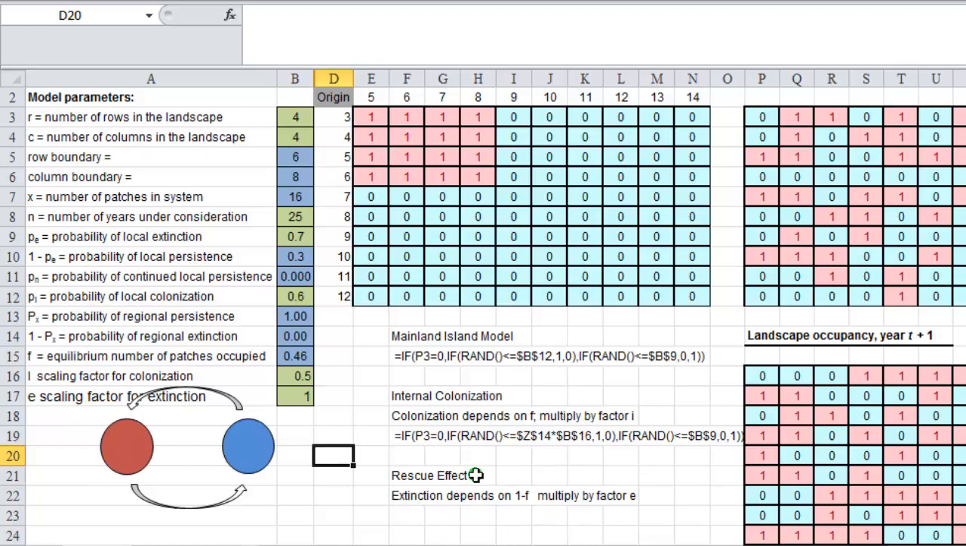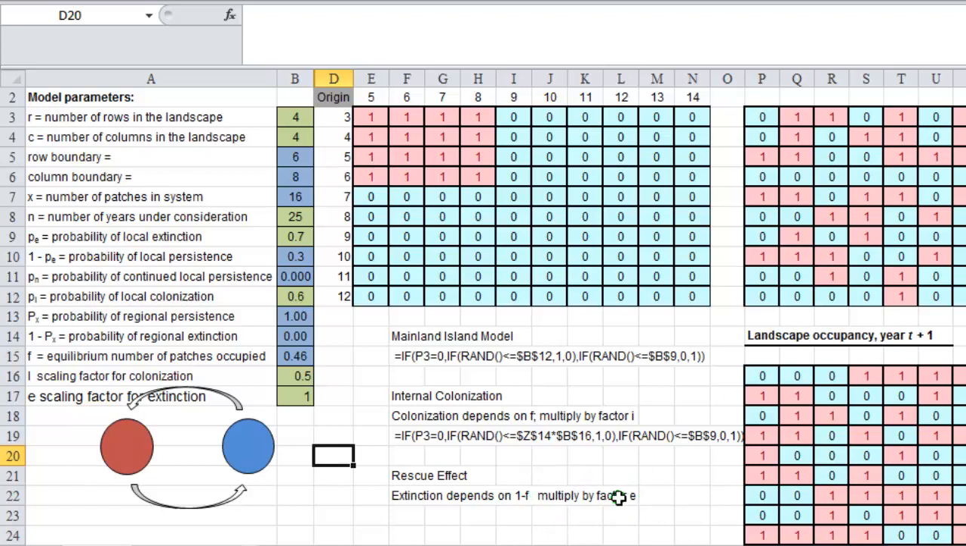So this should make some sense. If all of your patches are occupied, then your extinction rate depends on F. So if 90% of the patches are occupied, then 1 minus F, which is 10%, would become your extinction factor.